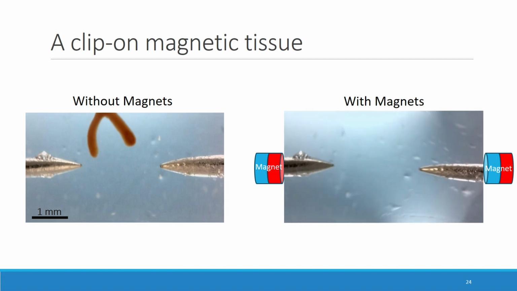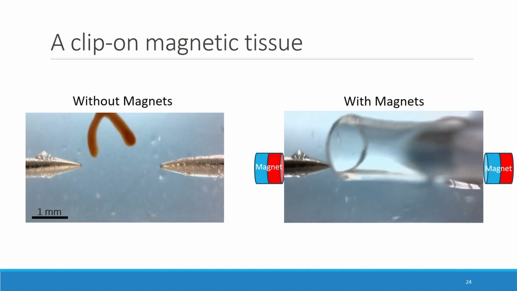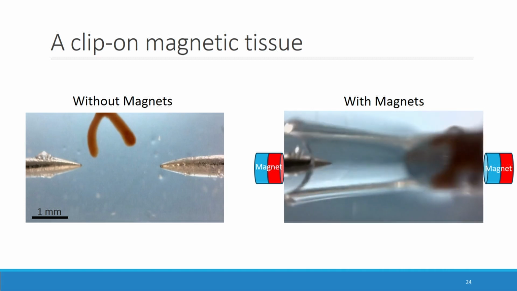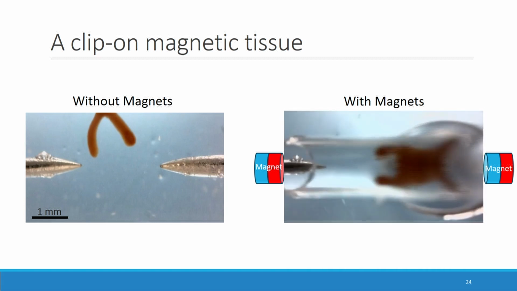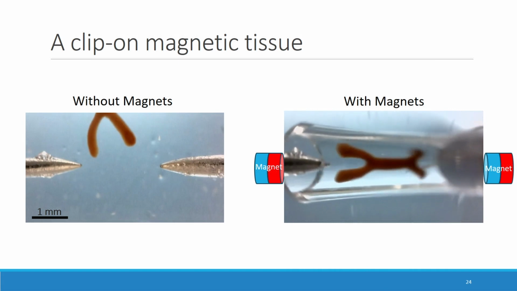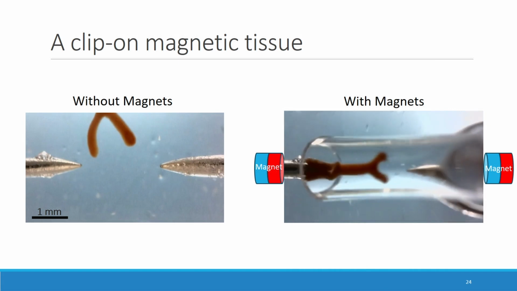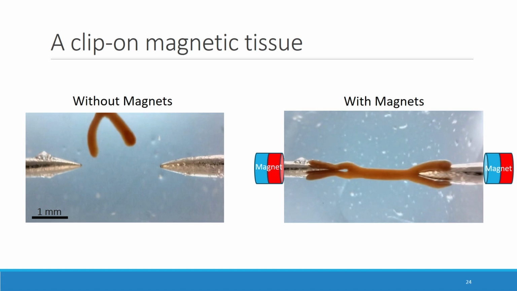But now, let's see what happens when the tissue gets attracted by the needles, when we put magnets. I can approach the tissue just the same as before with a pipette, and you will see that the tissue will get attracted to the needle. It clamps onto the first needle with its first clamp, and when you move the pipette, it clamps onto the second needle. So we really have here a clip-on magnetic tissue.